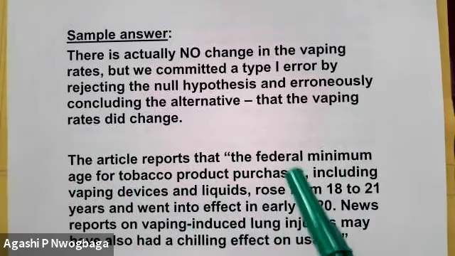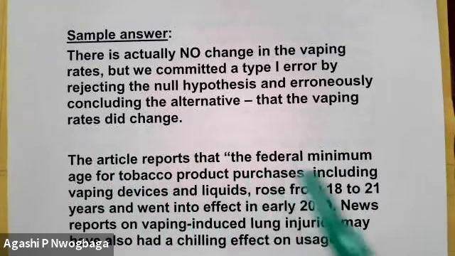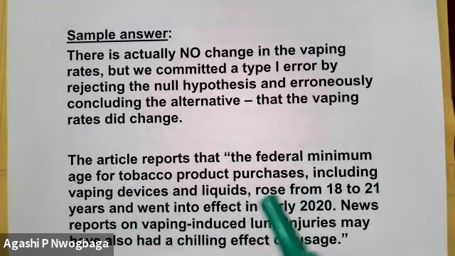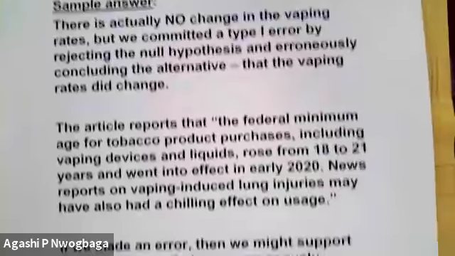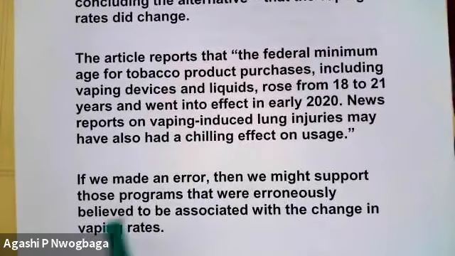The article reports that the federal minimum age for tobacco product purchases, including vaping devices and liquid, rose from 18 to 21 years and went into effect in early 2020. News reports on vaping-induced lung injuries may have also had a chilling effect on usage. So, if we make an error, then we might support those programs that were erroneously believed to be associated with a change in the vaping rates.